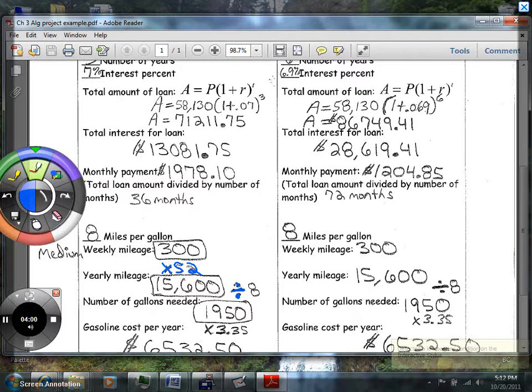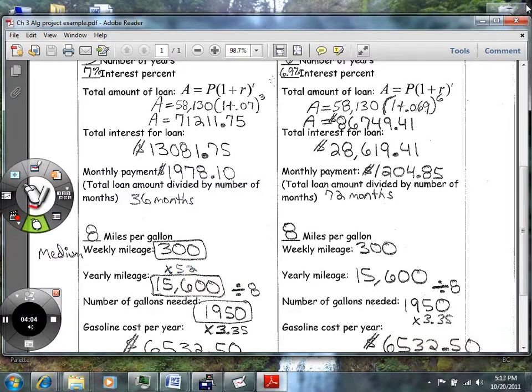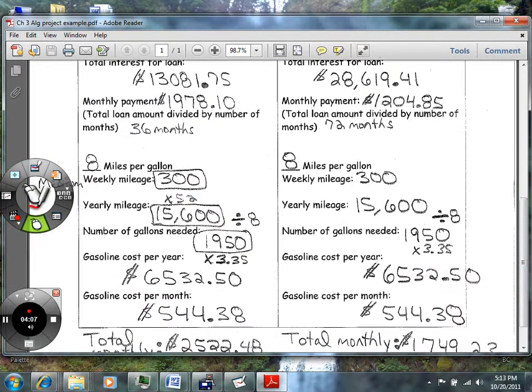How much will that cost me just in gas for the year? Well, let's assume that the gas is $3.35.